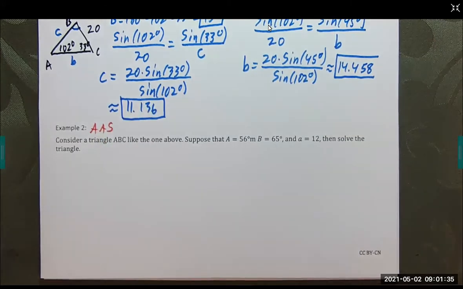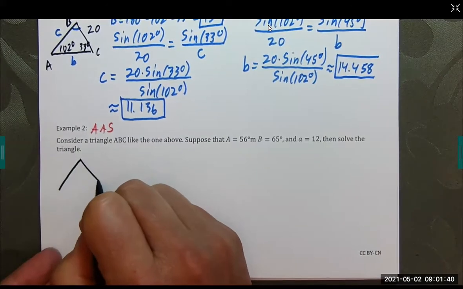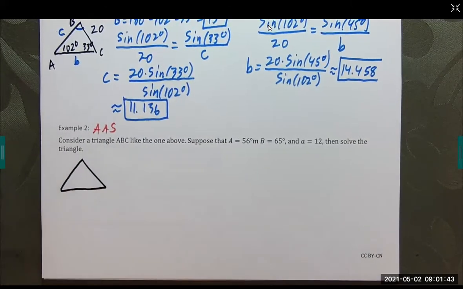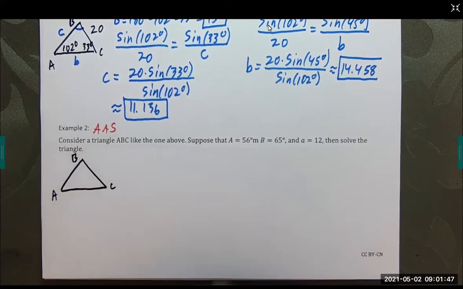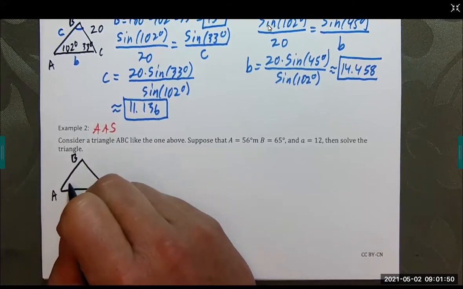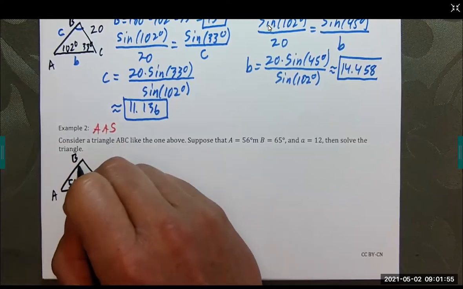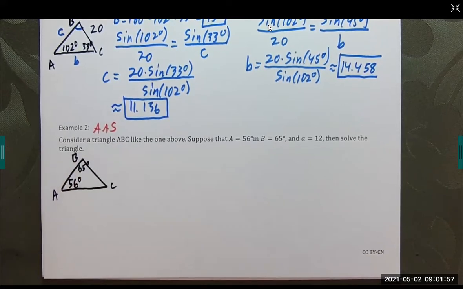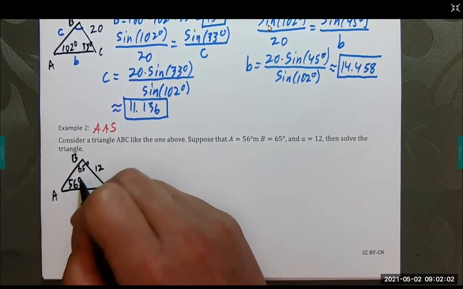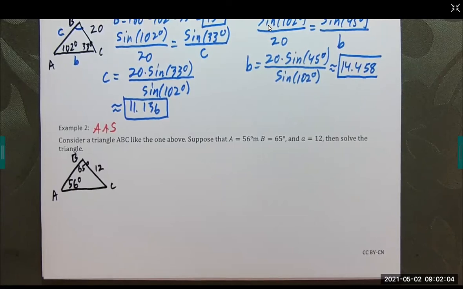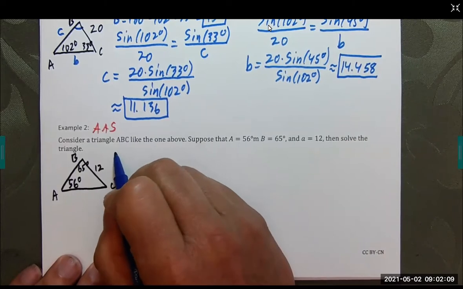And let's draw a triangle just to make sure. Angle A, B, and C. They tell us that angle A is 56 degrees, angle B is 65 degrees, and side A is 12. So there's our base again, angle A and side A. We have the angle on the opposite side. So let's find the missing angle, which is angle C.